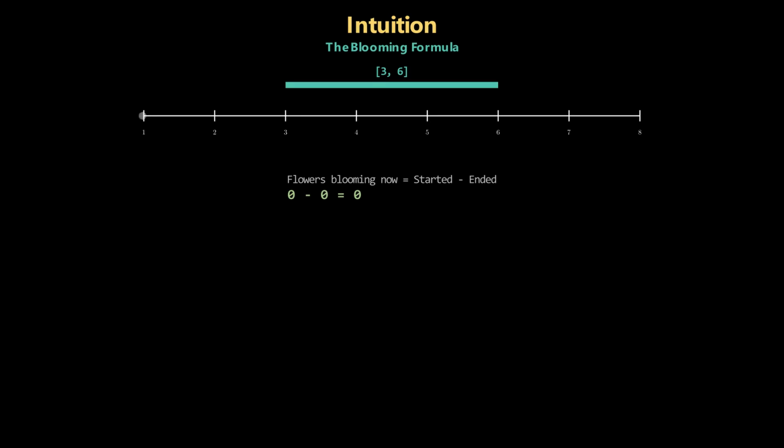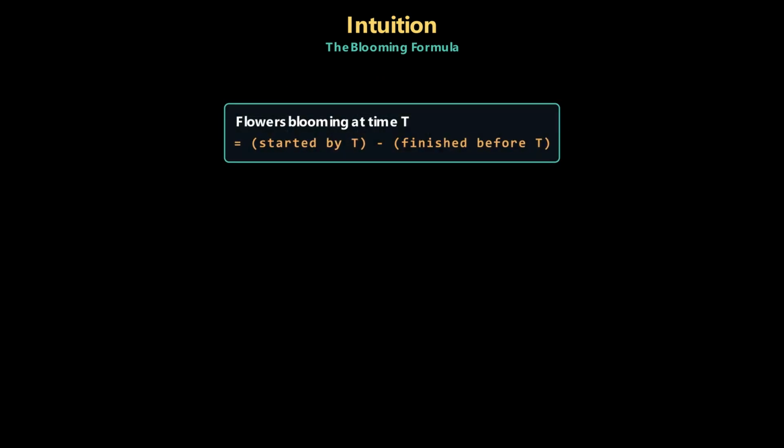Let's break down the lifetime of a flower. A flower is in full bloom if it has already started blooming, and has not yet finished. This means the number of flowers in bloom at any given moment is just a simple subtraction: the total number of flowers that have ever started blooming up to that day, minus the total number of flowers that completely finished before that day.